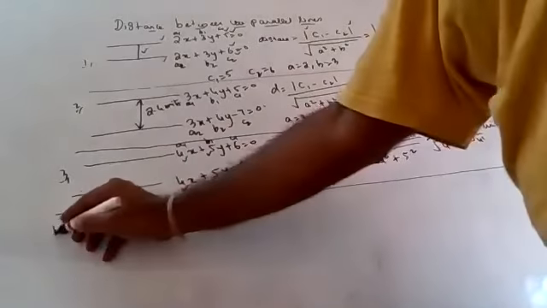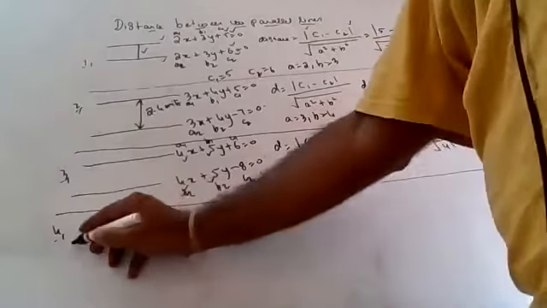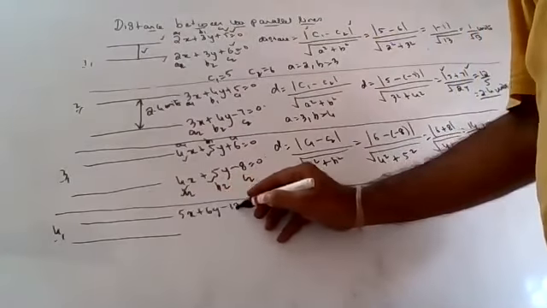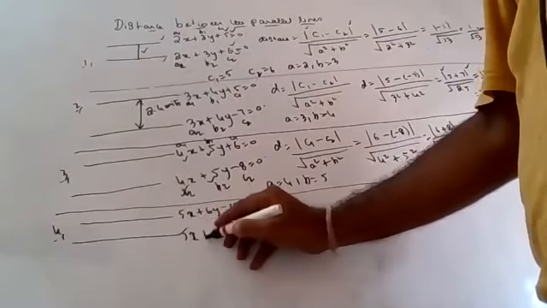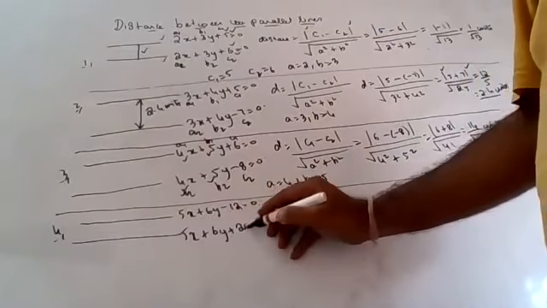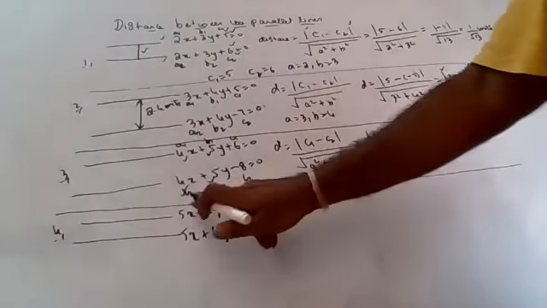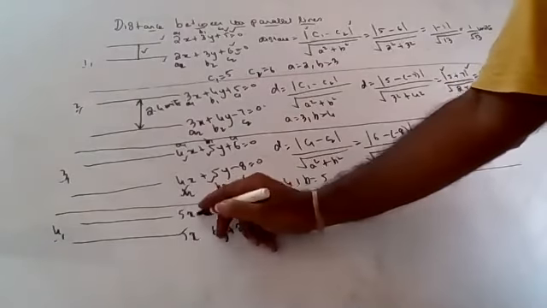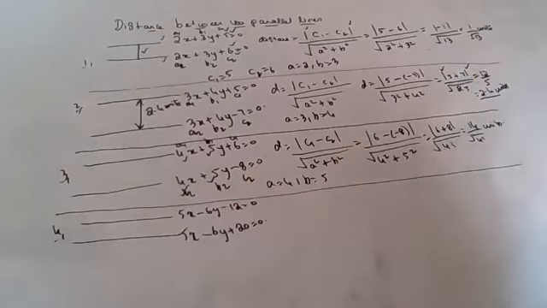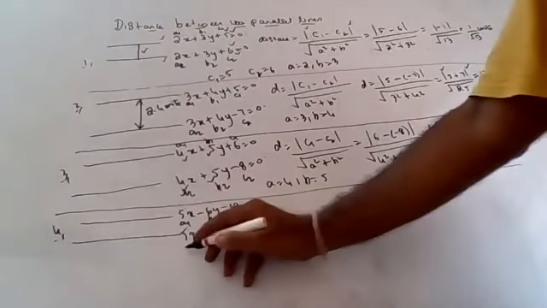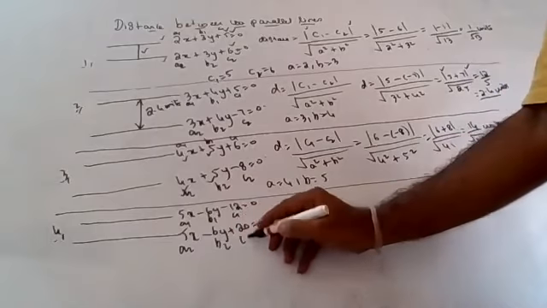Okay, so next. This is 5x plus 6y minus 12 is equal to 0, and 5x plus 6y plus 20 is equal to 0. Something like that. You may ask, sir, every time you are taking plus, let's take minus this time. You can take minus, no problem. So what is this? A1, B1, C1. A2, B2, C2.